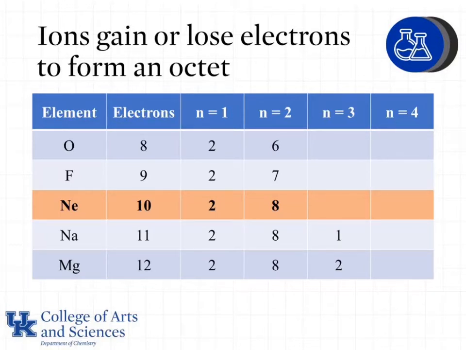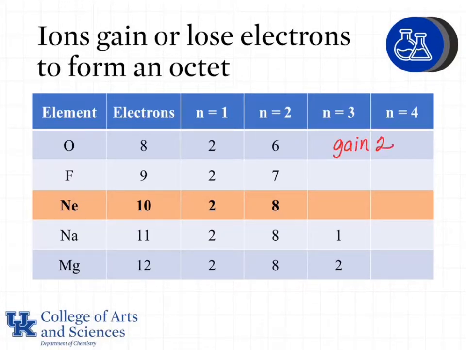Notice that sodium and magnesium could theoretically gain 7 and 6 electrons rather than losing 1 and 2, but it's going to be much easier to lose 1 electron for sodium than it is to gain 7. Likewise for fluorine, it's much easier for it to gain 1 electron than to lose 7 to look like the previous noble gas.